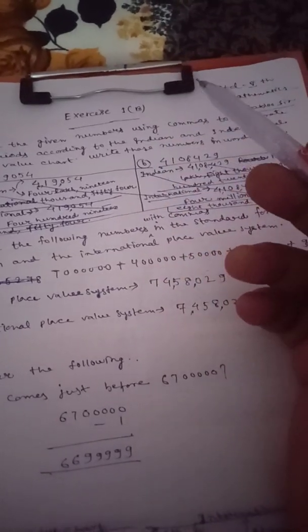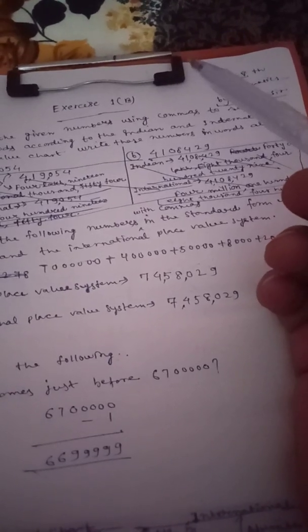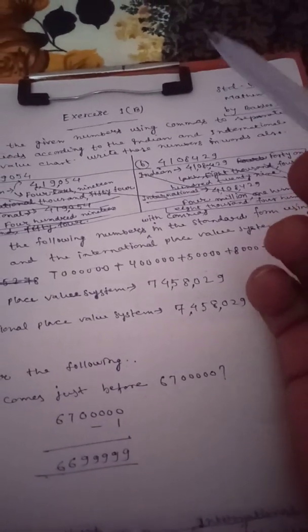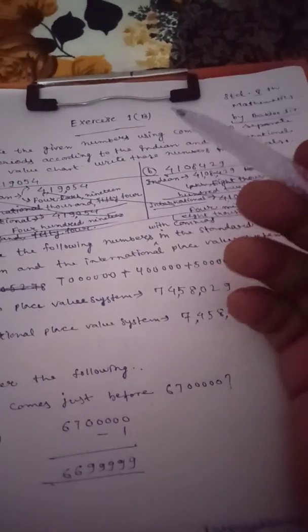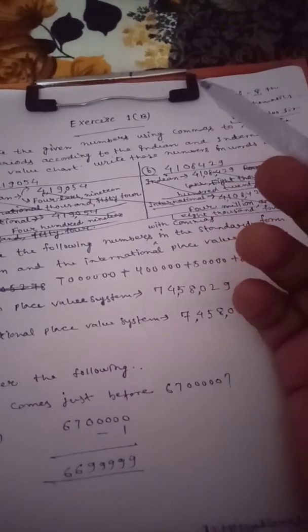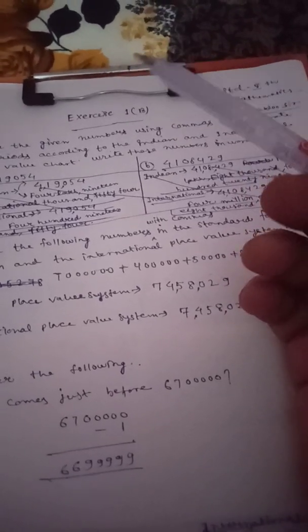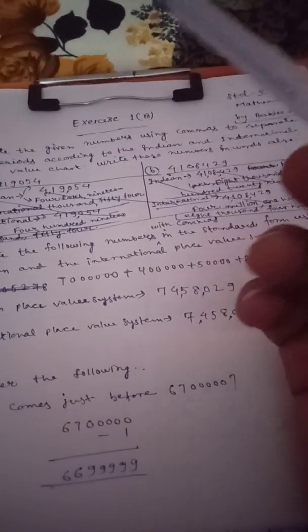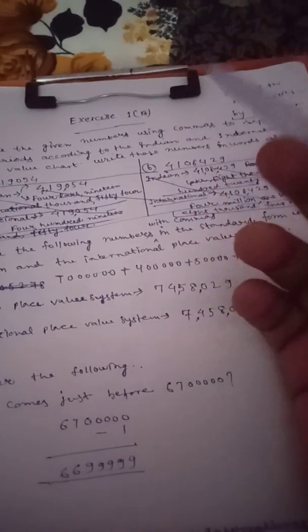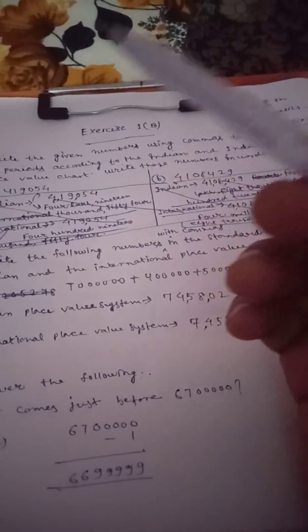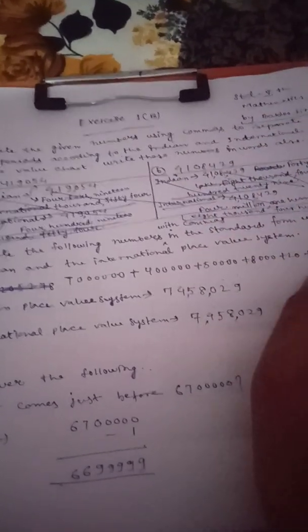In the international number system, ones period consists of 3 digits, thousands period consists of 3 digits, millions period consists of 3 digits, billions period consists of 3 digits, trillions period consists of 3 digits.